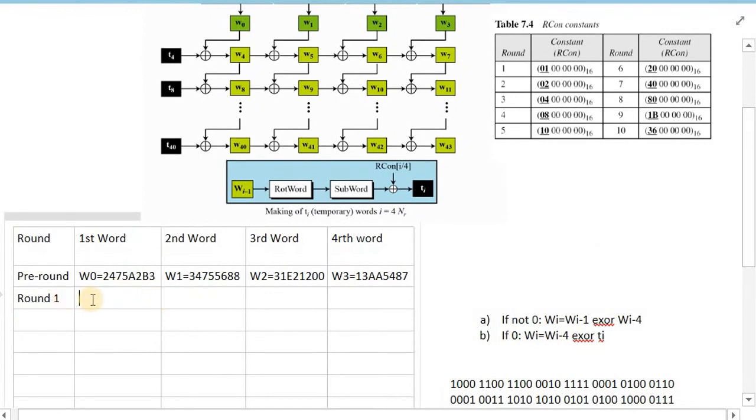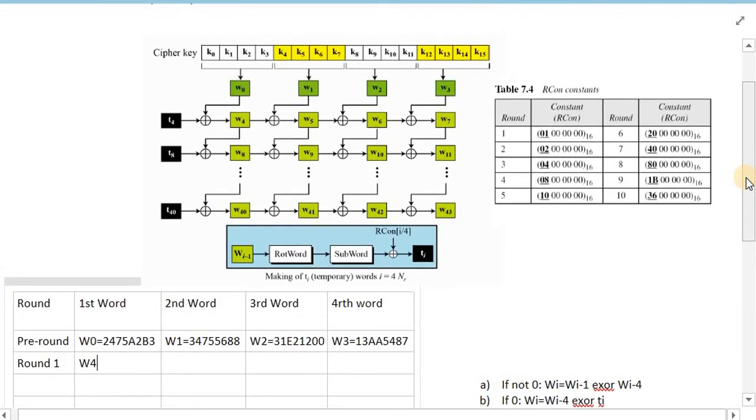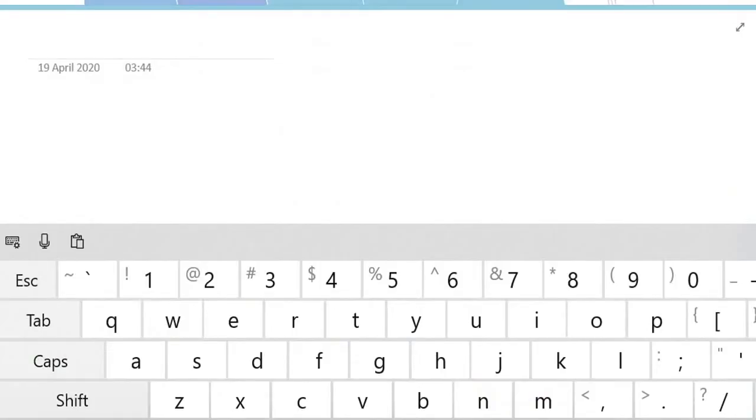What about round 1? It means we have to generate the W4 value. In order to generate the W4 value, we have to follow some specific procedures. So what are the specific procedures? I will elaborate. In order to generate the further rounds, we have to follow 2 rules, we have to check 2 conditions.